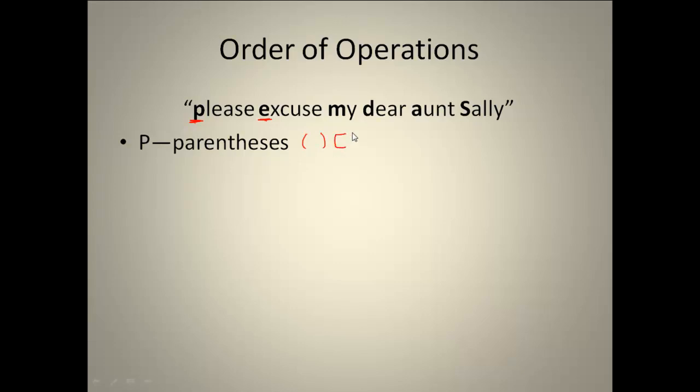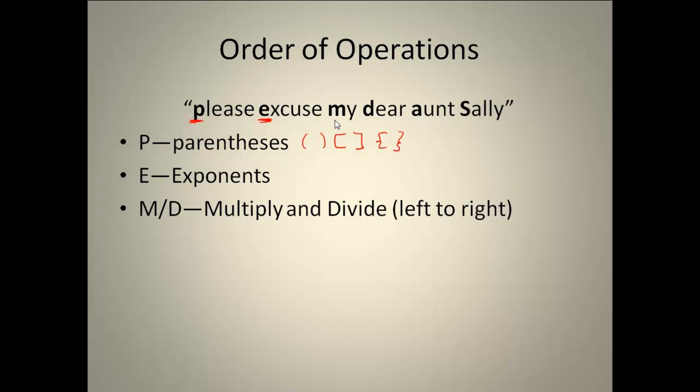It can be square brackets. It can be regular parentheses. It can be those types of parentheses. So when they say parentheses, it's actually any kind of grouping symbols. The E for excuse stands for doing the exponents. So once we get whatever is inside the parentheses done, then we focus on the exponents.